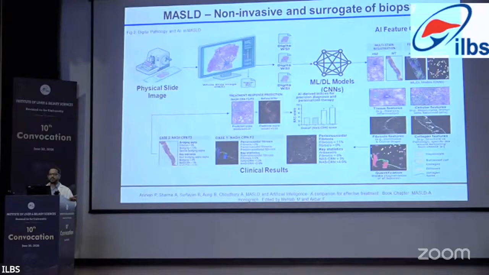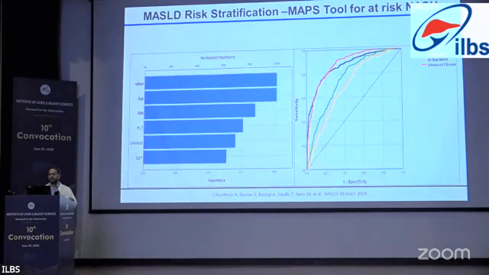Digital imaging has been shown to improve prediction of fibrosis by 20%. This is a review article, and I'm not highlighting it. Then this is the previous one, in between.